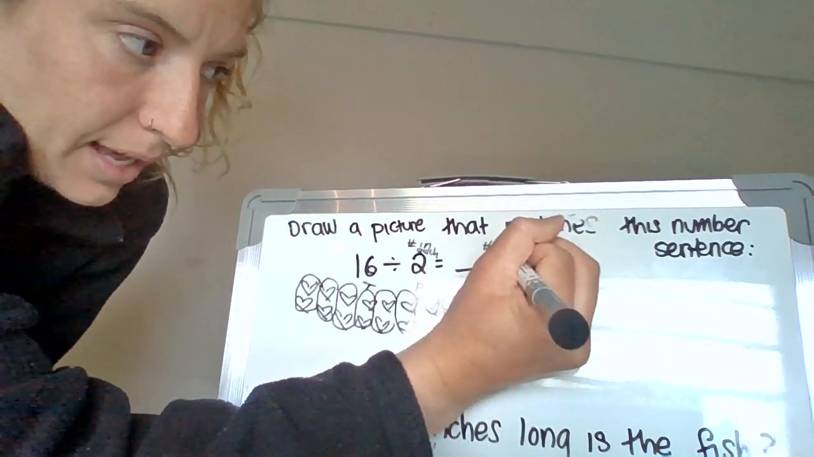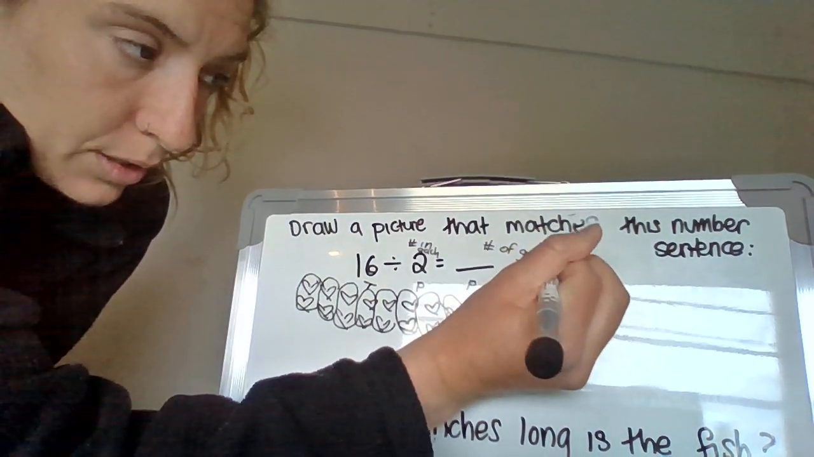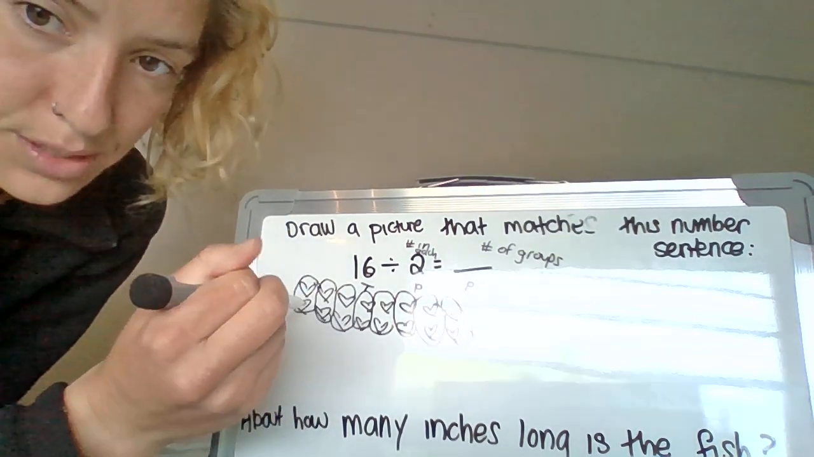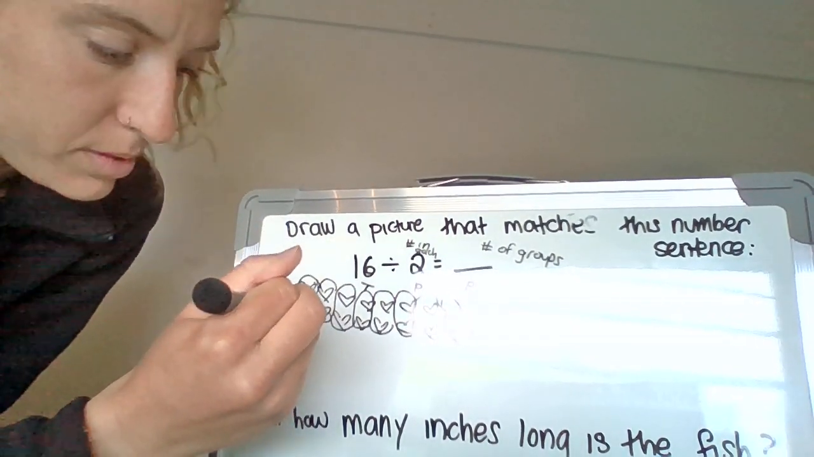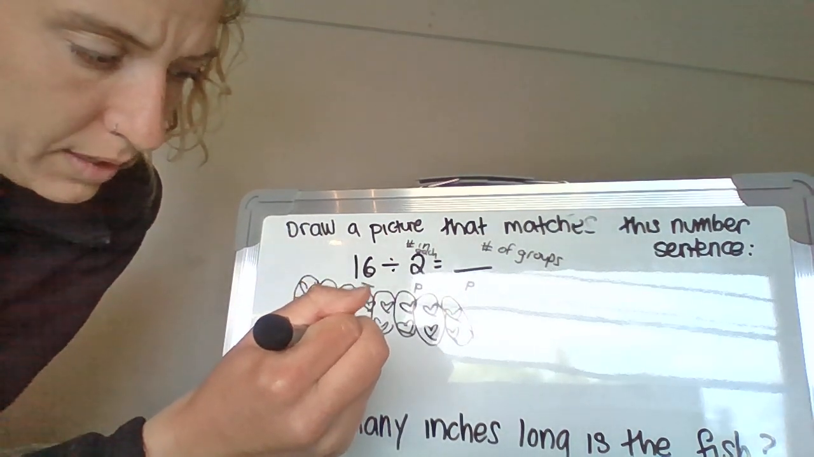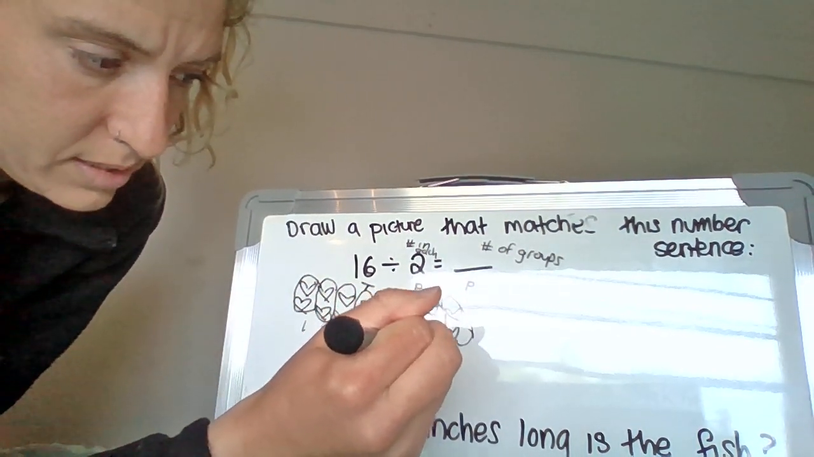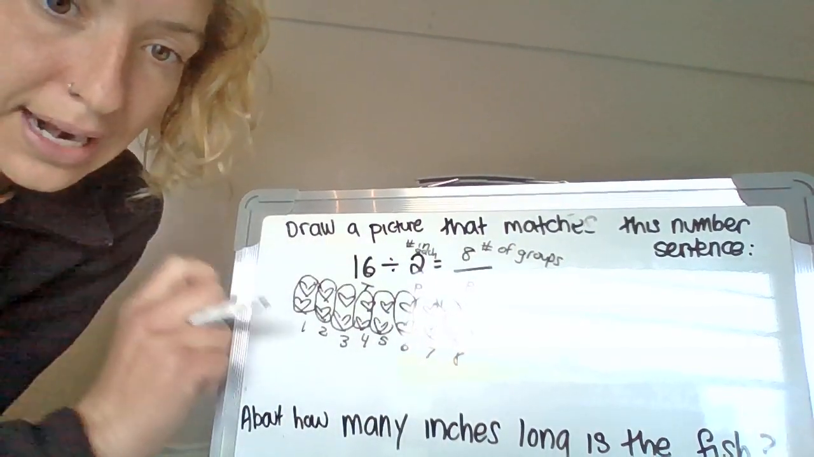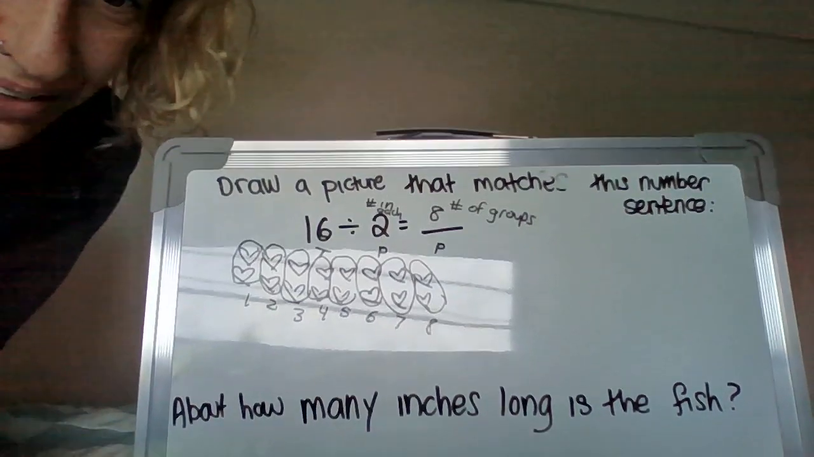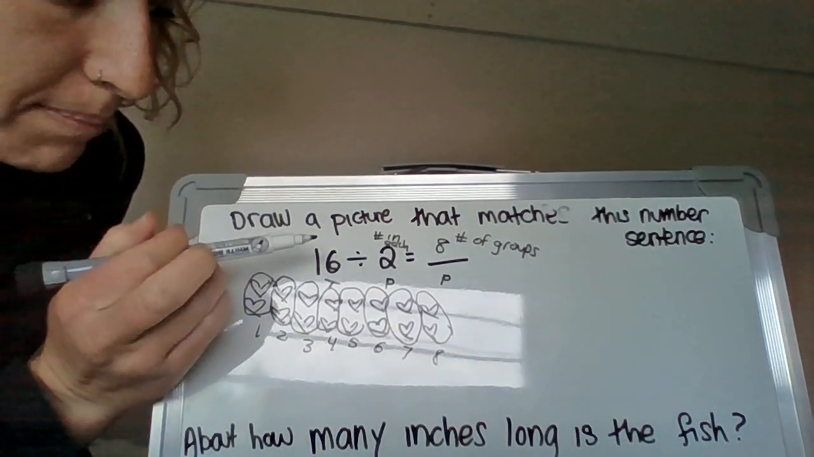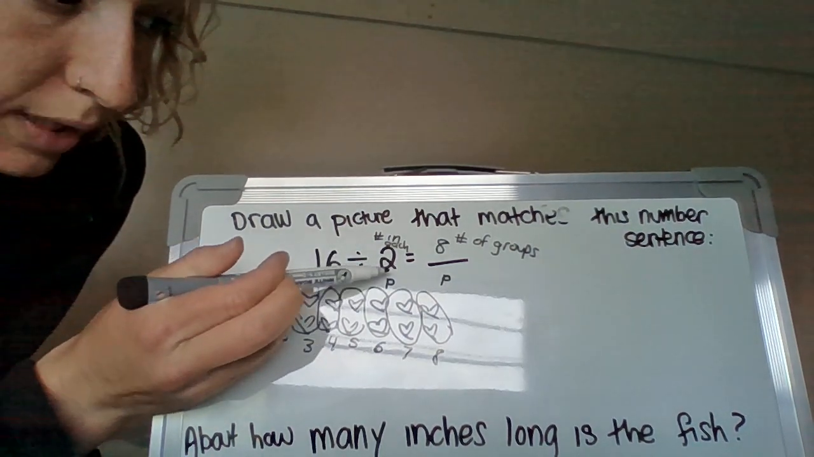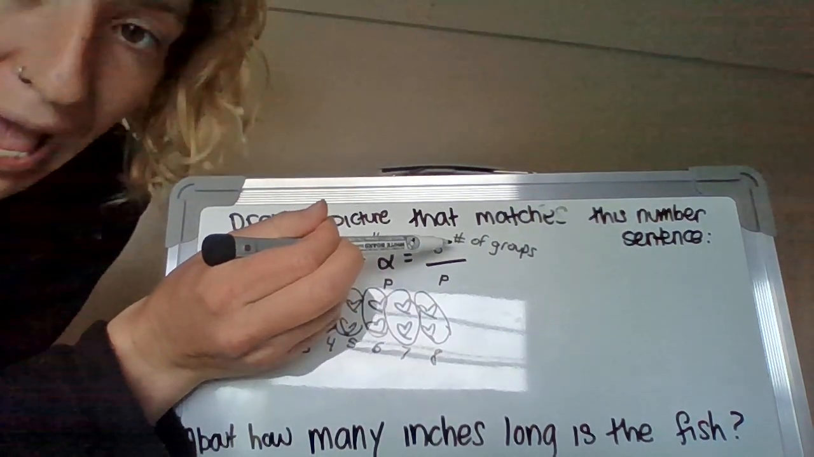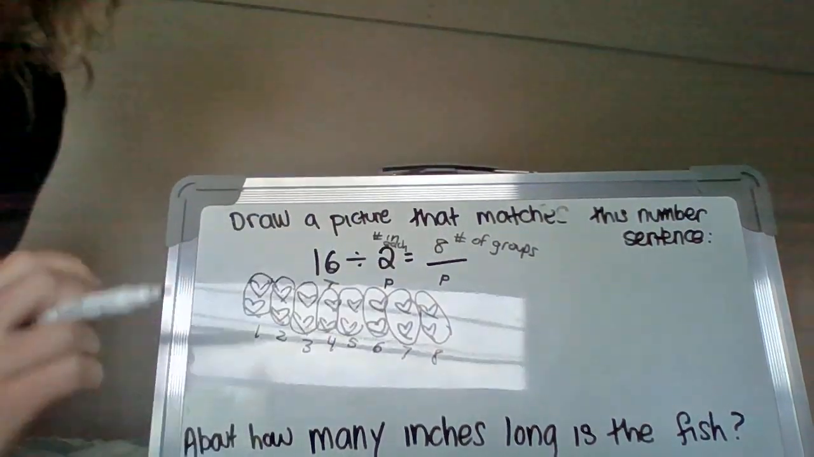Now I want to find how many groups I have of 2. I knew that there were 2 in each. And so now that I have 2 in each group, I will count my number of groups. 1, 2, 3, 4, 5, 6, 7, 8. My answer is 8. There we go. Sorry about that, folks. I figured that out by drawing my total, circling groups of 2 because I knew that there were 2 in each, and then counting how many groups I had. That's how I figured out my missing part.